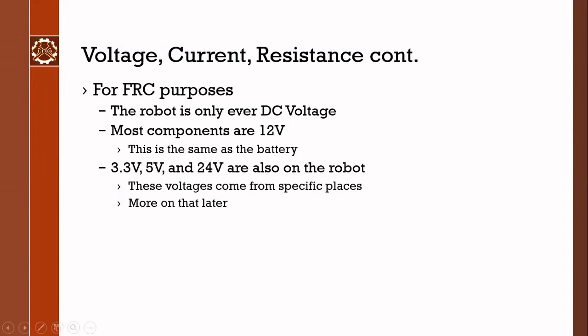These are not interchangeable for the most part, as Tejas can tell you with his many experiences with the Raspberry Pis. So I would say in general, if you don't know, ask, because this can go bad if you give something the wrong voltage. But the 3.3, the 5, and the 24 are pretty hard to find, and we'll talk about where you can get those later and when you might need them.